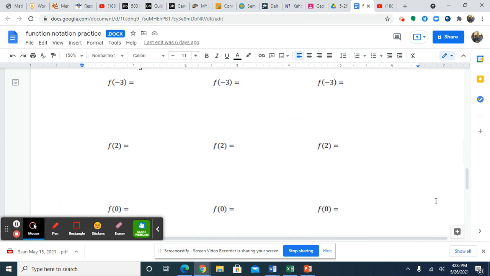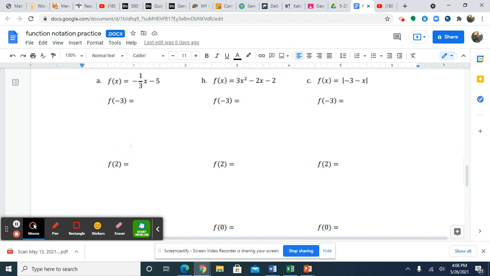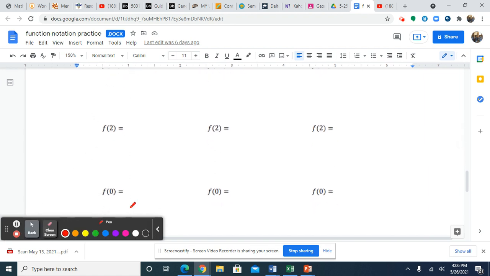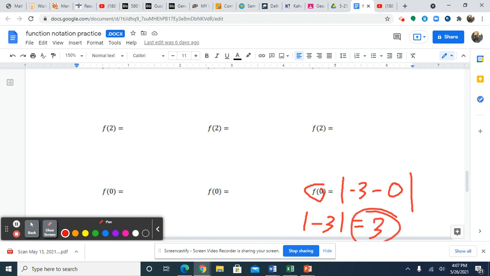And finally, for this last one, we have -3 minus x in the absolute value. So let's go ahead and do f of 0. -3 minus, instead of x, it's going to be 0 inside the absolute value. Now, -3 minus 0 just becomes -3. Nothing happens. And when we take the absolute value of a number, it goes from a negative into a positive.